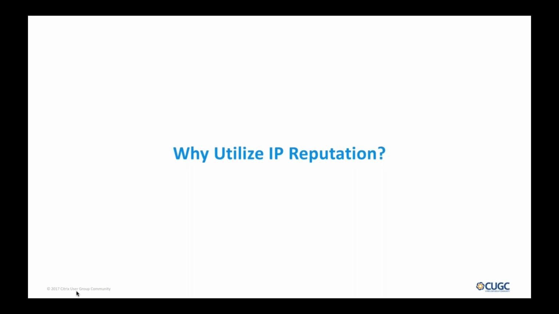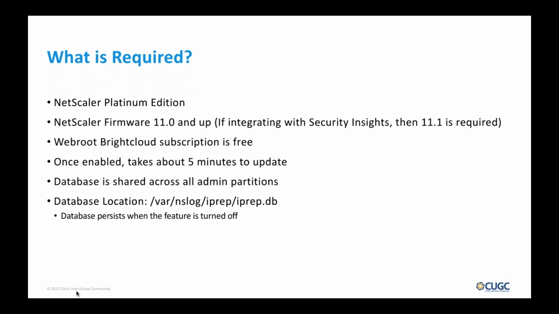So why use IP reputation? Why let traffic that's known to be harmful into your network? Why let your internal servers deal with bogus traffic? Why not filter that stuff before it even reaches the internal pieces of the network? So Citrix has a product, NetScaler. It does require NetScaler Platinum. Starting with version 11 and up, you can actually use IP reputation.